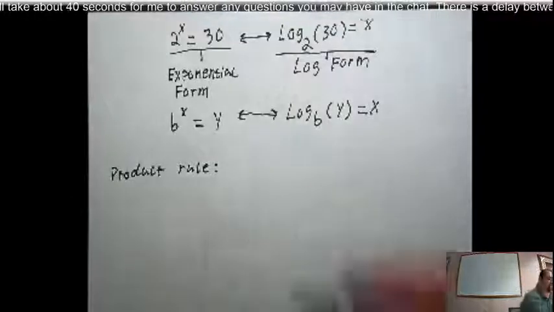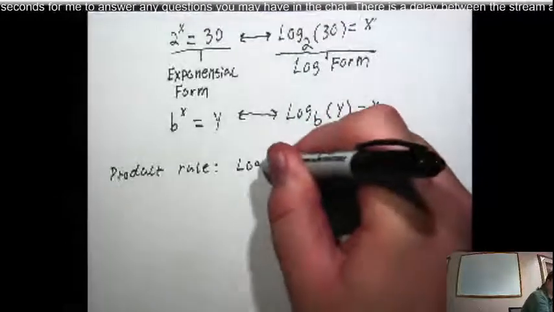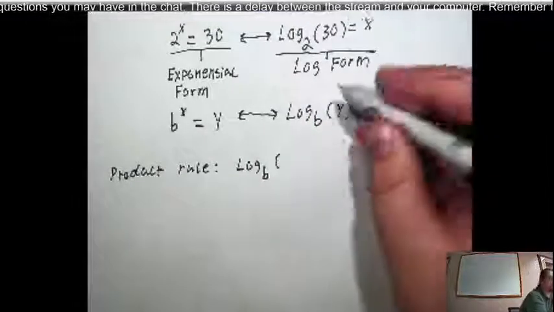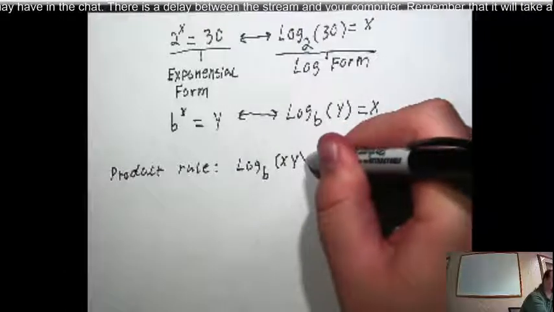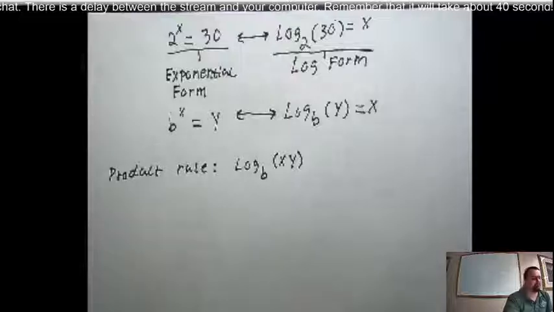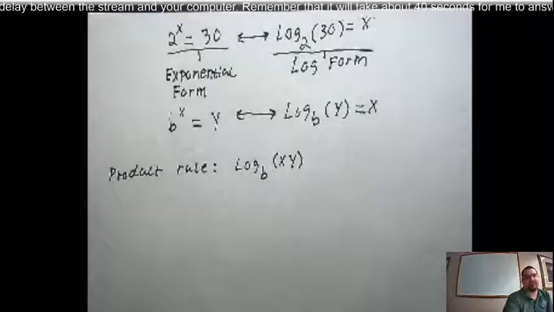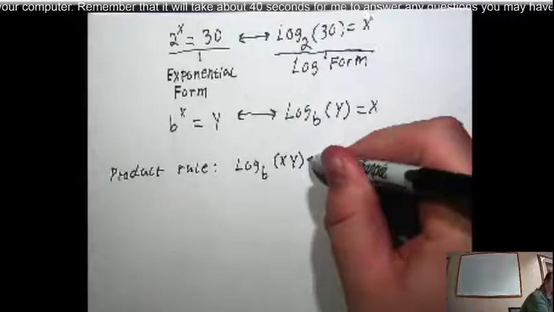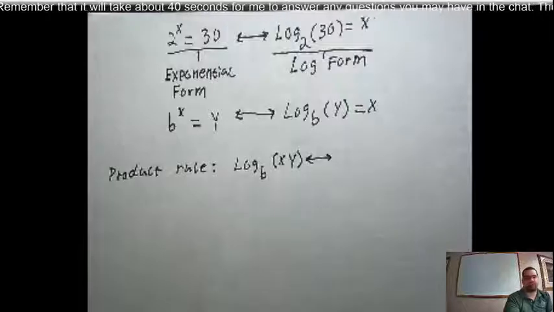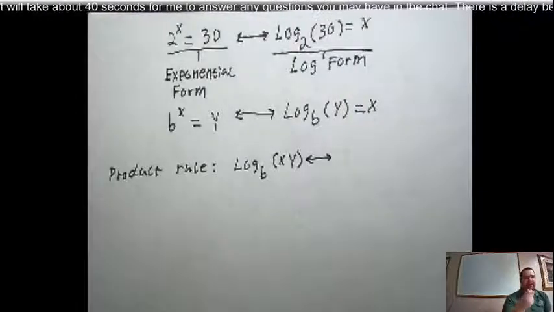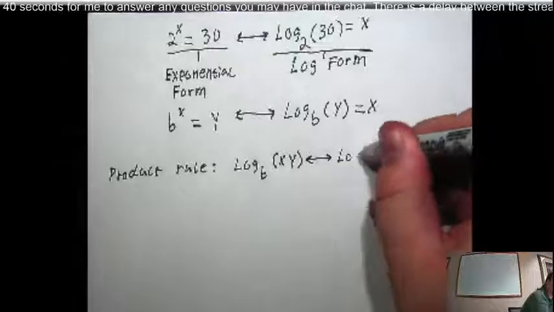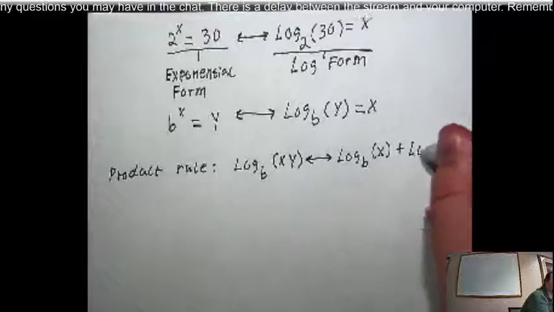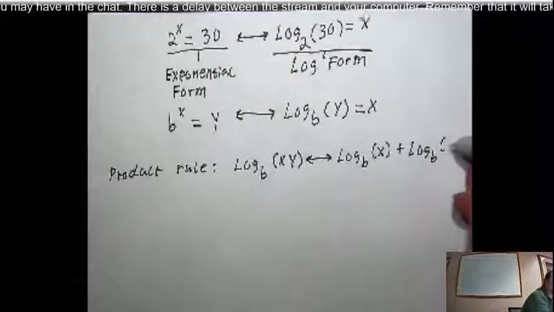So the product rule says that if we have log base b, whatever, of two numbers that are multiplying, so let's say x and y, x times y, then what this means is that we can rewrite this as, instead of multiplying x and y, we will have two logs: log base b of x plus log base b of y.